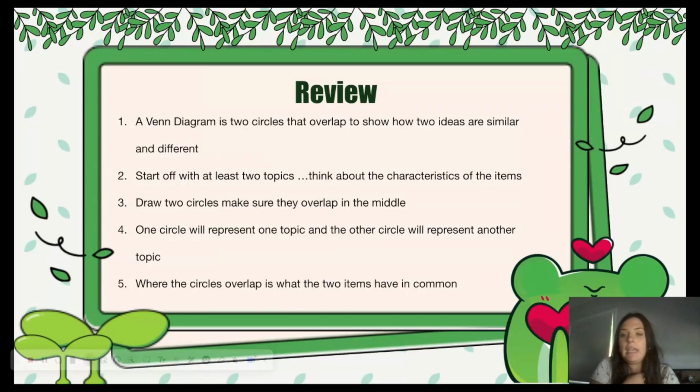So on this review page, I've written 5 facts that are important when we're learning about Venn diagrams. So as I said, we're drawing 2 circles. We're making sure they're overlapping in the middle. Otherwise, we're not going to have anywhere to put what's similar between our 2 topics. And 1 circle represents each side. And where the circles overlap is what the 2 items have in common.